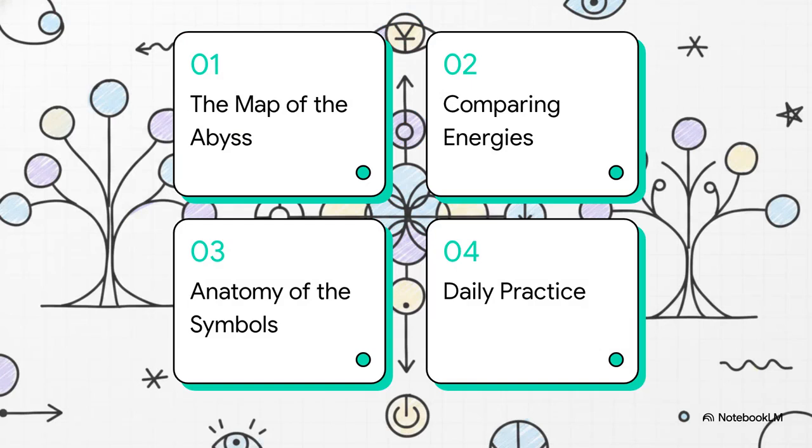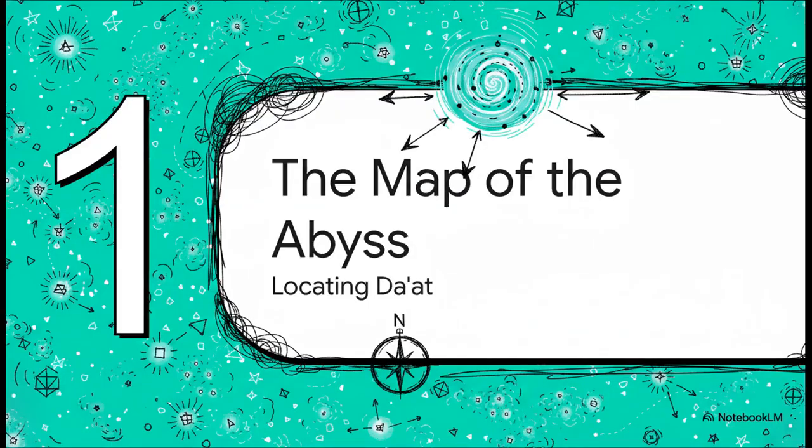Okay, so here's our quick syllabus for today. Section 1, we're looking at the map of the abyss. Section 2, comparing energy densities. Section 3, anatomy of the symbols. And finally, Section 4, daily practice and systematizing chaos. Let's get into it. Starting off with Section 1, the map of the abyss.